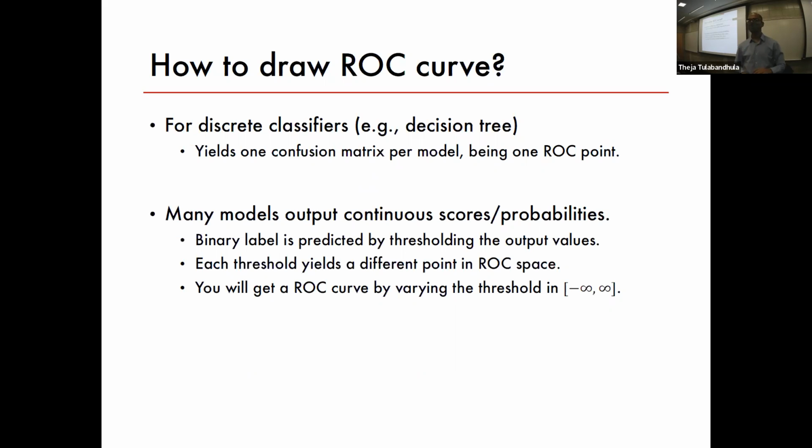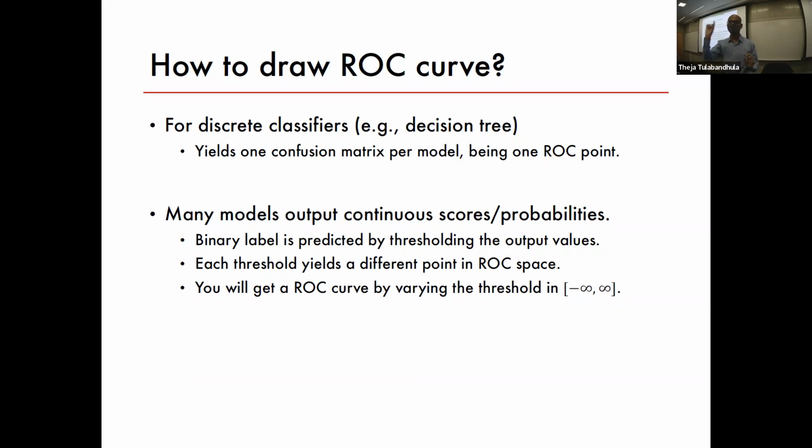Whereas there are other types of models which produce continuous scores or probabilities. A logistic regression model is one of them. There, each label is predicted by thresholding the output values, and we did that thresholding, in one of the example cases, with 0.5. So the actual binary label is produced by thresholding. There's an extra step beyond just predicting the probability of a class. This threshold is what gives you different confusion matrices. Different thresholds lead to different confusion matrices, which means different true positive and false positive rates, and that means different points on the ROC curve.